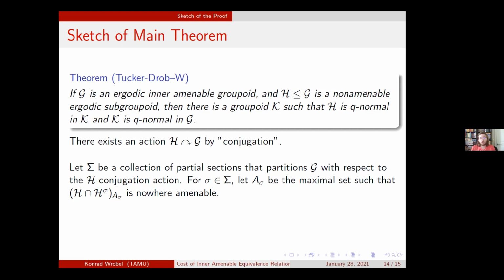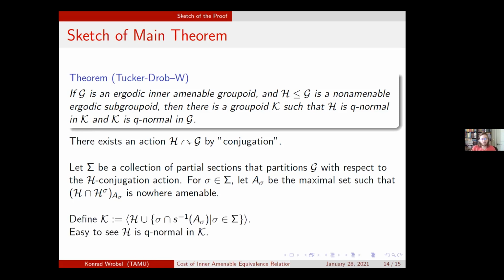If we have such a collection of sections, now we just look at the maximal set on which this groupoid intersected with the conjugate of that groupoid is non-amenable. Well, nowhere amenable, in fact. Recall that for Q-normality, we just had to check that this H intersect H sigma has infinite orbits, is aperiodic, and nowhere amenable in particular implies that on A sigma, this is aperiodic. All right.